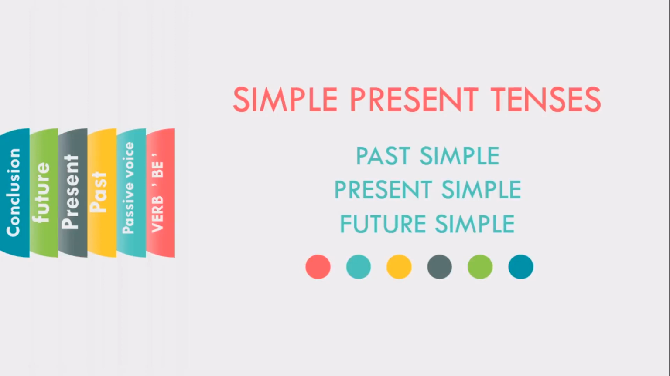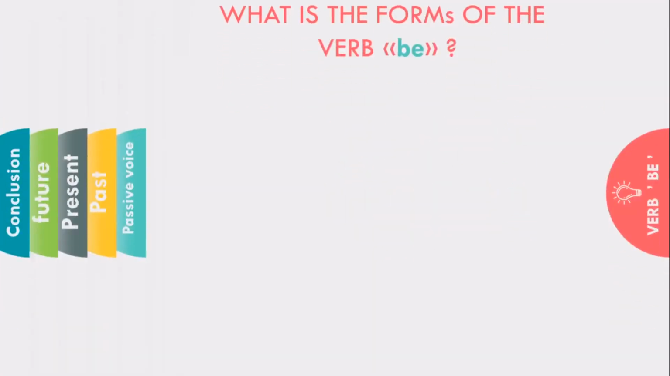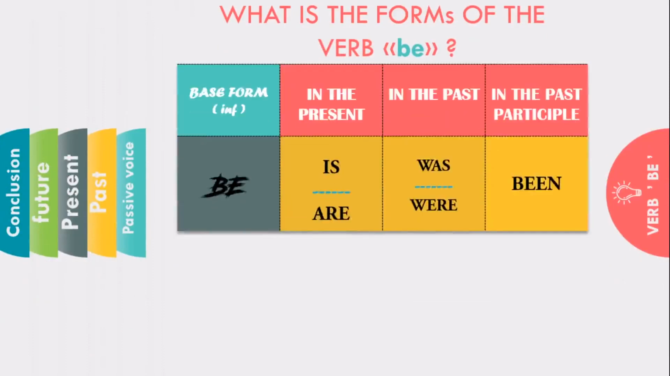We will use the passive voice with just 6 tenses, with the simple present tenses and with the simple perfect tenses. Okay, so the first thing is what are the forms of the verb be. As we can see here in this chart, we have the verb be. The infinitive is be, of course. The present is is or are. The past is was or were, and the past participle is been.